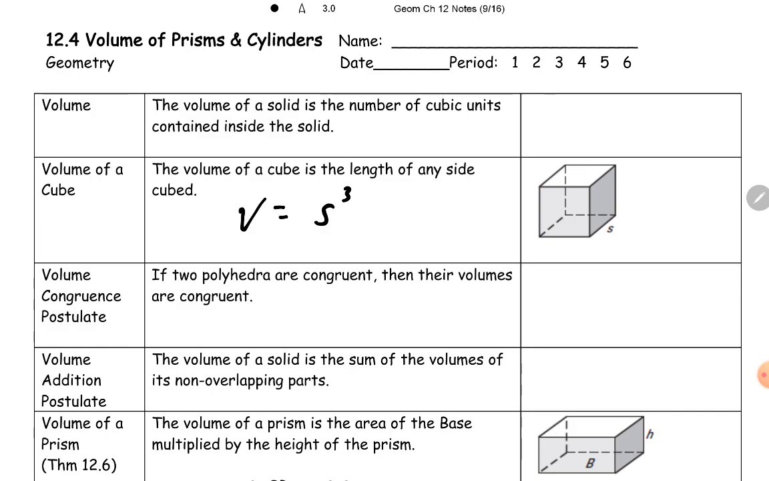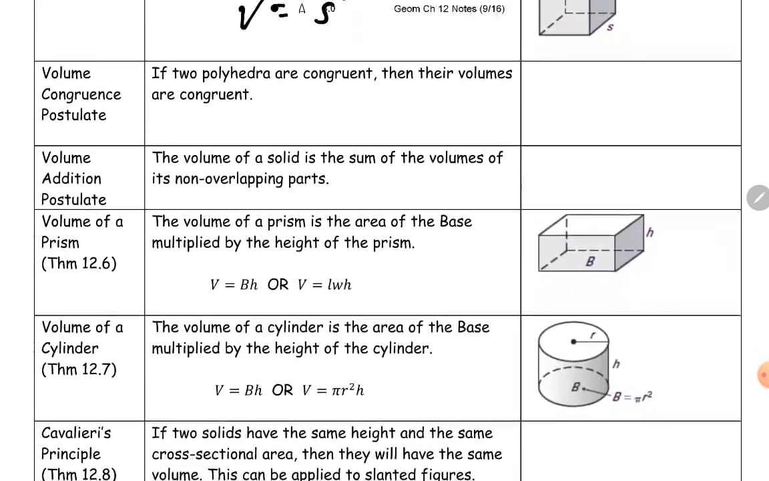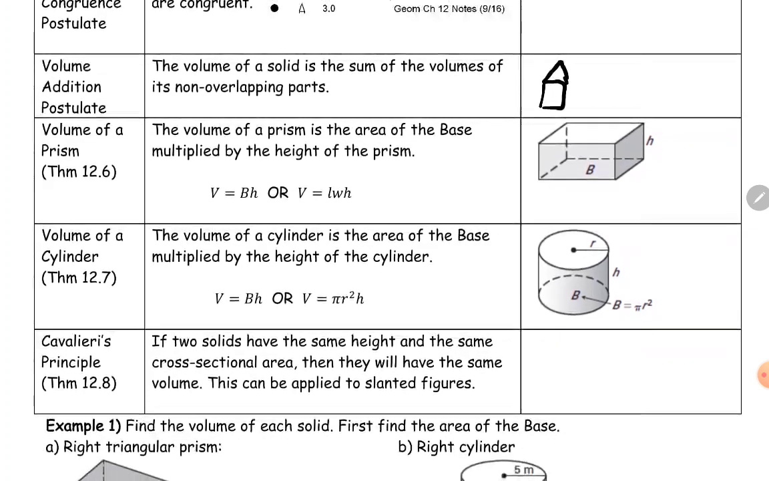We can add volumes together. So say if we wanted to find the volume of this cone, and then we have a pyramid sitting on top of it, we would just add them together. Or something like that. If we have a cube like a house, you can add the volume of the pyramid on the roof, and then the volume of the box.